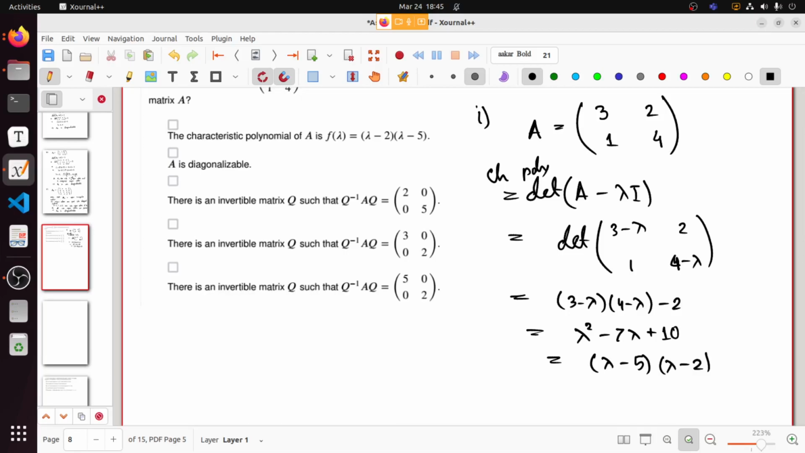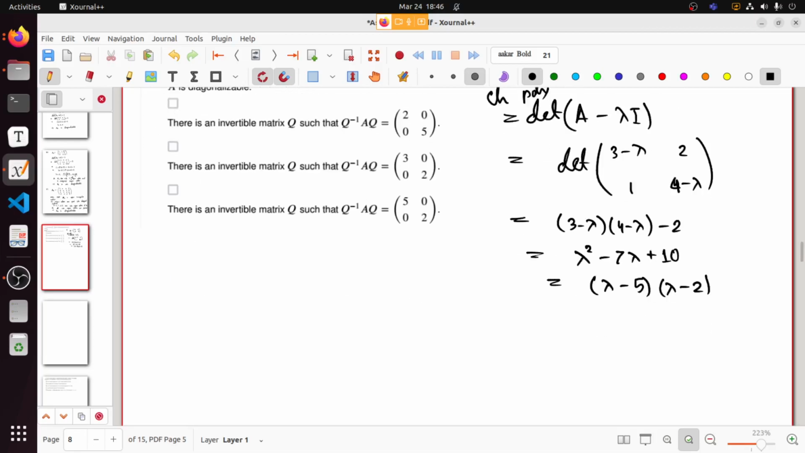So the first option is correct. What is written is correct, meaning the characteristic polynomial is (lambda minus 2)(lambda minus 5). A is diagonalizable. Next, option 2.